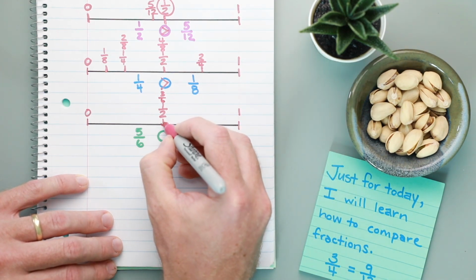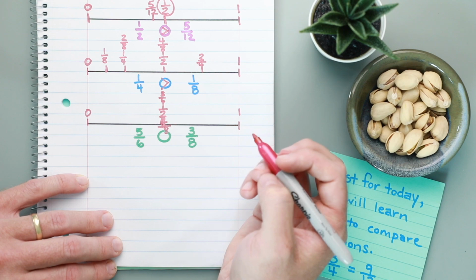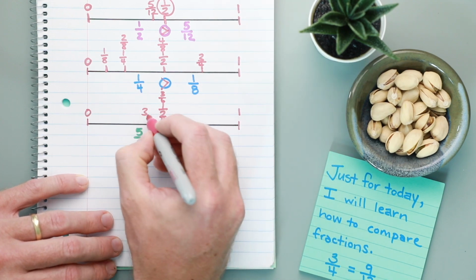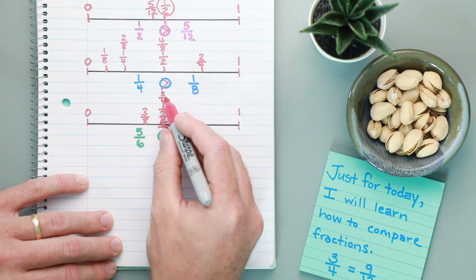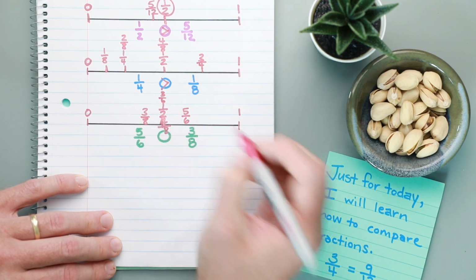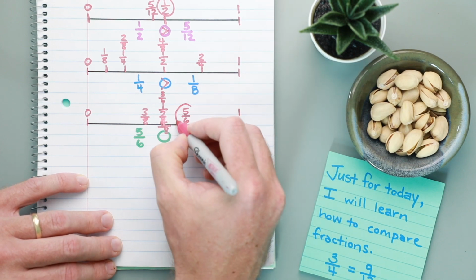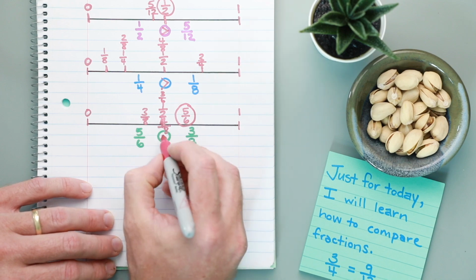Well, 4/8. Sorry, let me clear that up a little bit. 4/8. Well, 3/8 is going to be over here. And 5/6, well, that's greater than 3/6, correct? So it would be over here, which means that this number, 5/6, is going to be greater than 3/8.